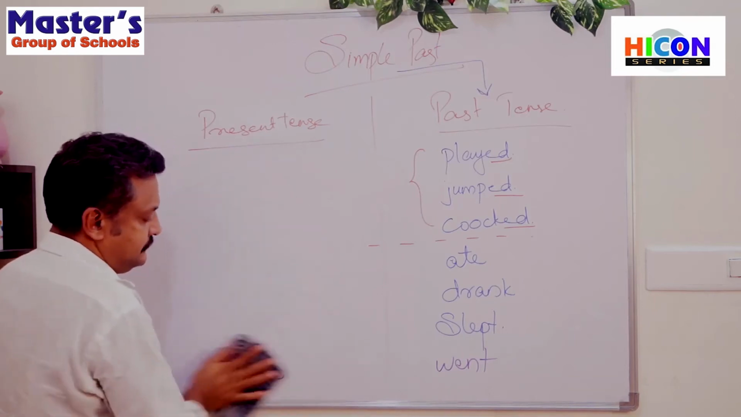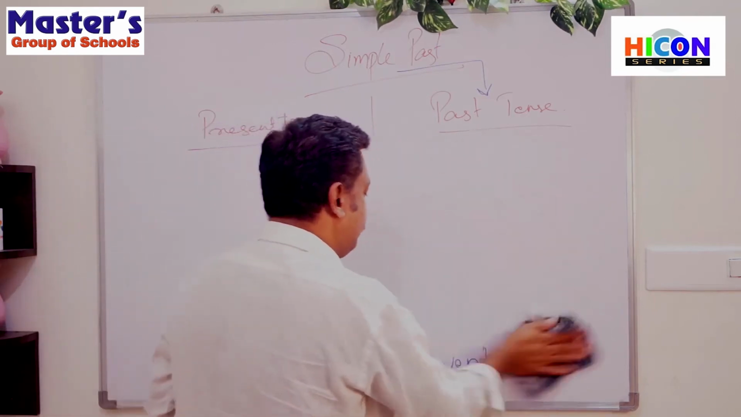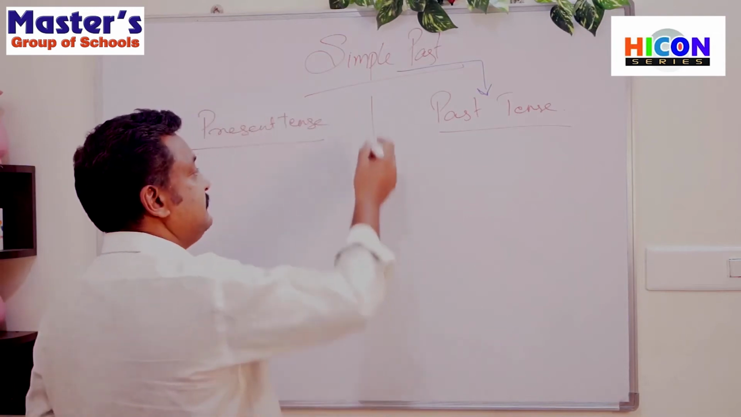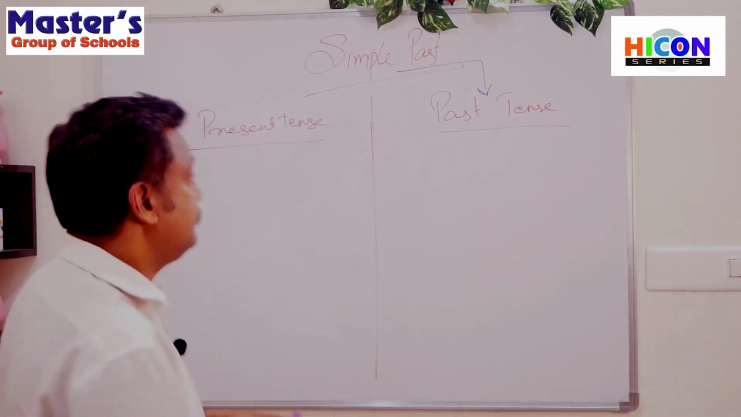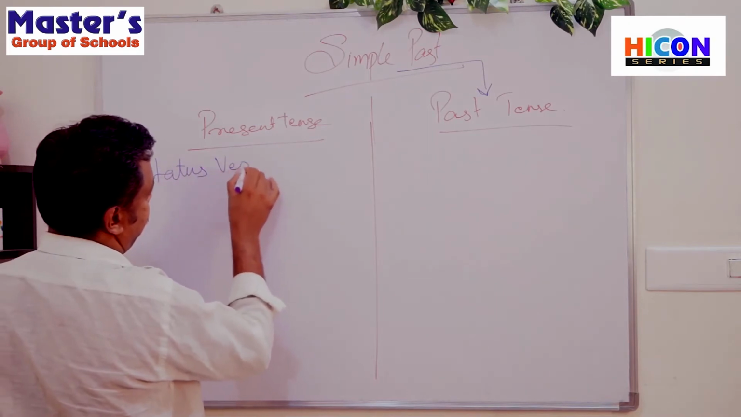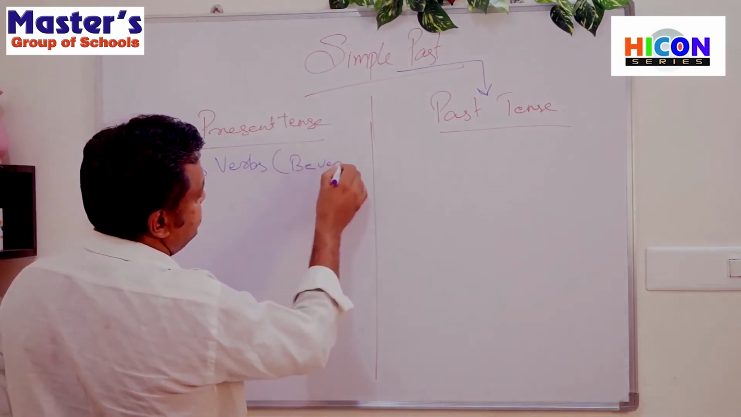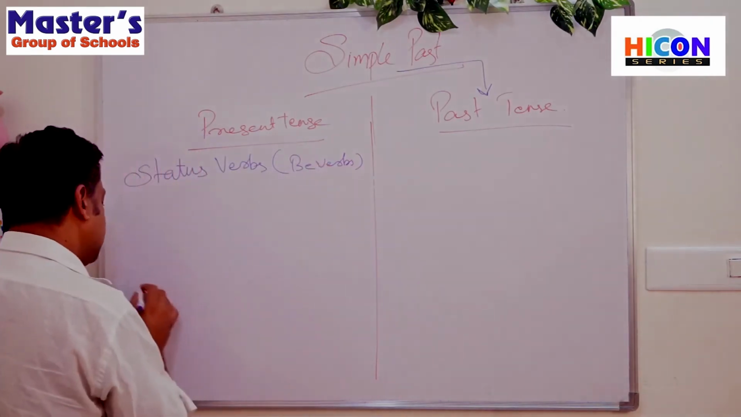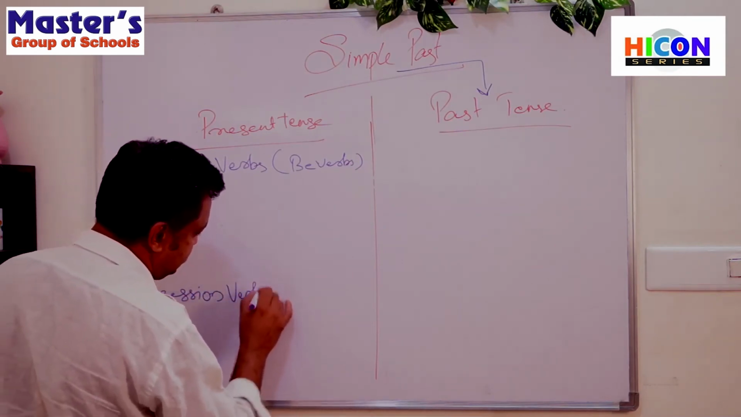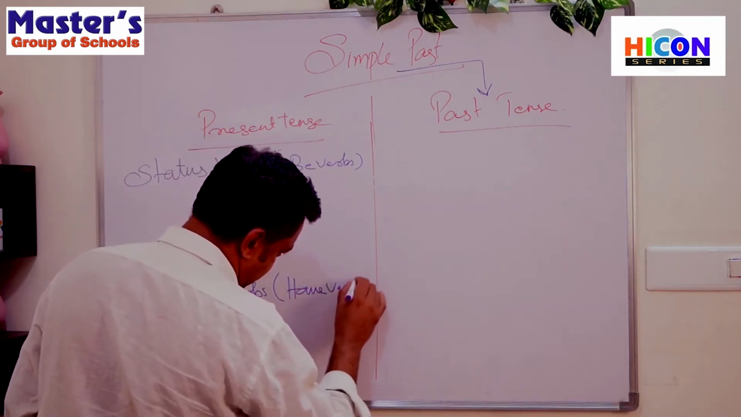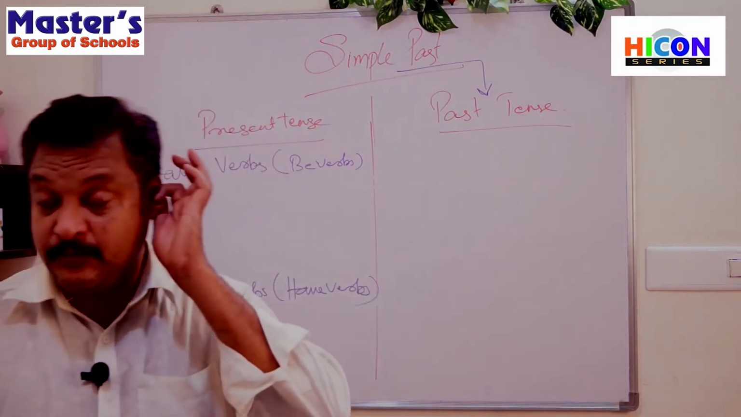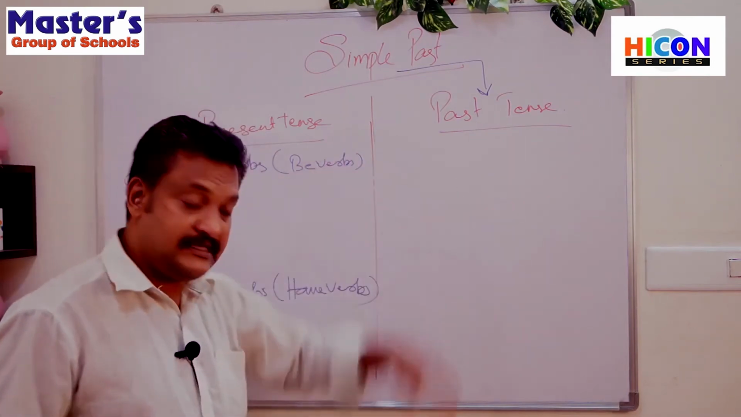Now, when we are dealing with the simple present tense, we said that there are two different types of verbs, no? What were the two different types of special kind of verbs that we come across when we dealt with the simple present tense? Yes. Status verbs or the be verbs. And the second one was possession verbs or have verbs. Do you remember that? Okay. So for these status verbs and possession verbs also, there is a present tense and a past tense difference.